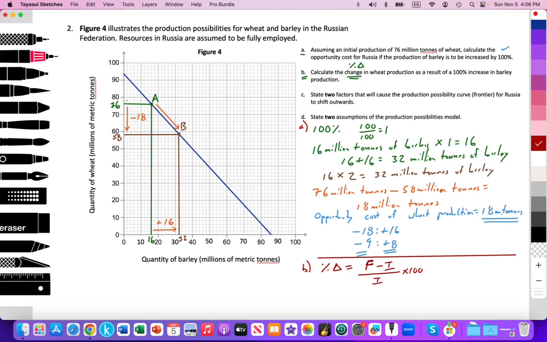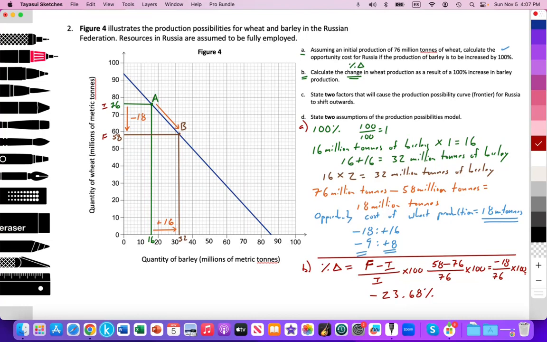So we're going to see that our initial value is 76 and our final value is 58. So we go ahead and just plug those numbers in. So it'd be 58 million minus 76 million divided by 76 million times 100. And that equals -18, which is the opportunity cost, divided by 76 times 100. And that equals, as a percentage, a decrease by 23.68% up to the second decimal value.